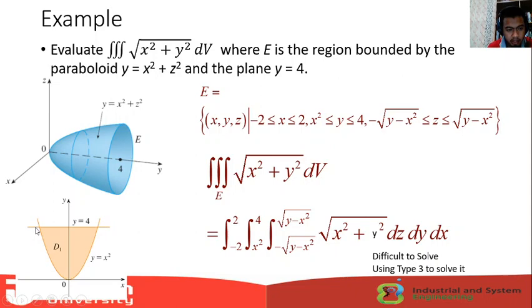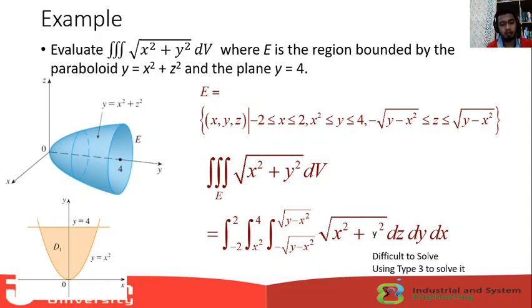And x goes from here until here. Since here y equals 4 and this curve is x square, x equals 2 here and x equals minus 2 there. So x is from minus 2 until 2. To solve this problem using type 1 would be very difficult, so you have to choose type 3. Please try type 3.